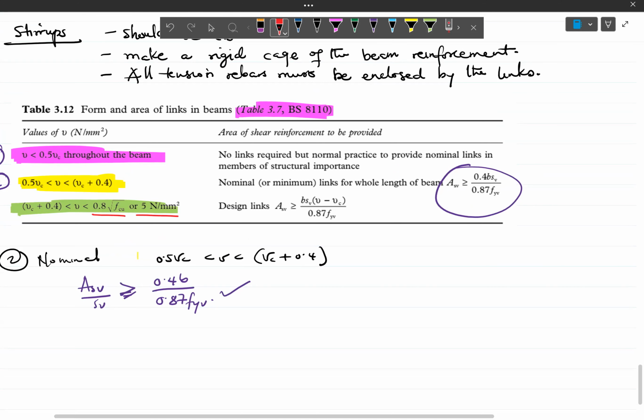0.8 FCU or 5 newtons per millimeter squared. Okay.